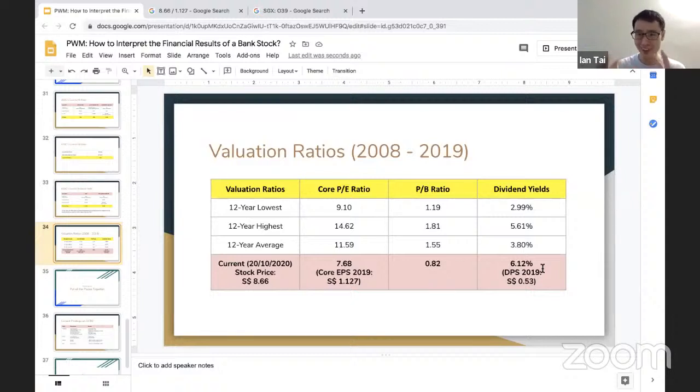So it's really dependent on how you see things already. In this webinar, I've already shown you the calculations and the steps, but then it's up to you, the audience, on how you use these figures to determine whether OCBC Bank is undervalued, fairly valued, or overvalued, especially during these times.